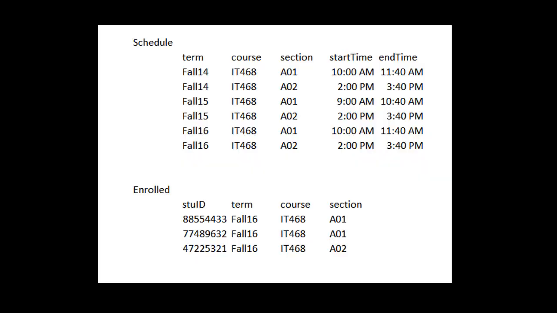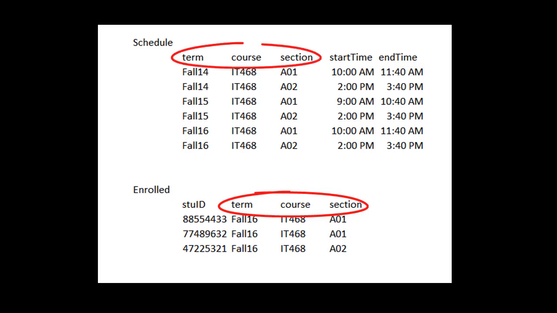First, let's look at the composite keys. We've seen this class schedule before, and we've added another table now that tracks the courses that students have enrolled in. In order to link these tables, you can see that the composite key for the schedule has 3 attributes. Therefore, that student enrolled table needs to have those same attributes to be able to point to the schedule.